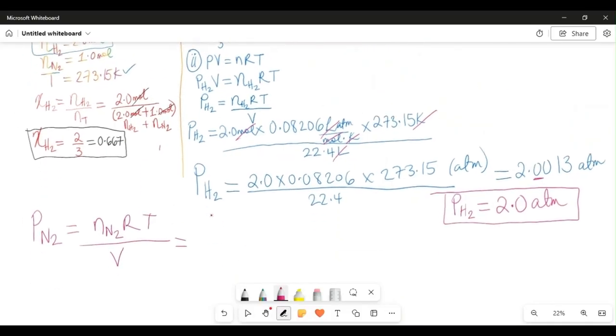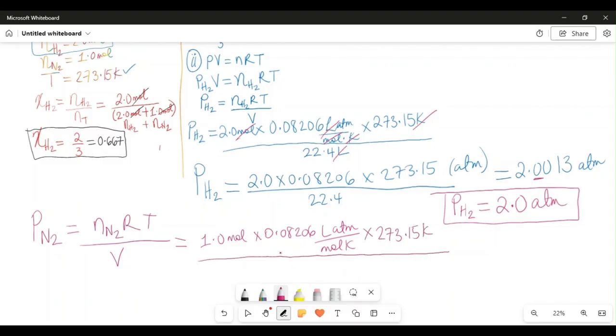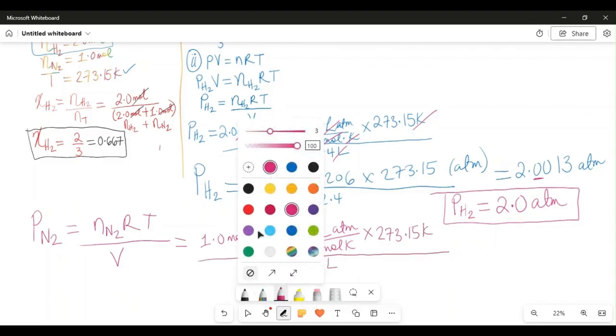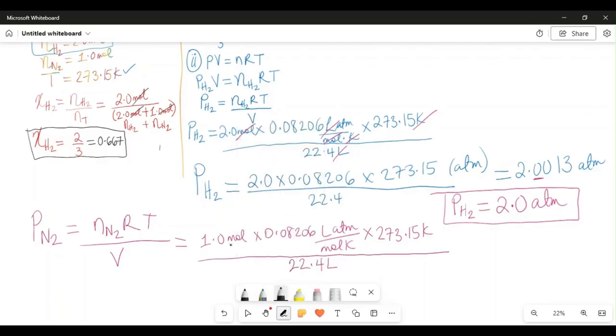If you go back to the parameters, that'll be 1.0 mole times 0.08206 liters atm divided by mole Kelvin times 273.15 Kelvin. All of that information divided by volume, which is 22.4 liters. So everything cancels out: mole, mole, Kelvin, Kelvin, liters, liters.